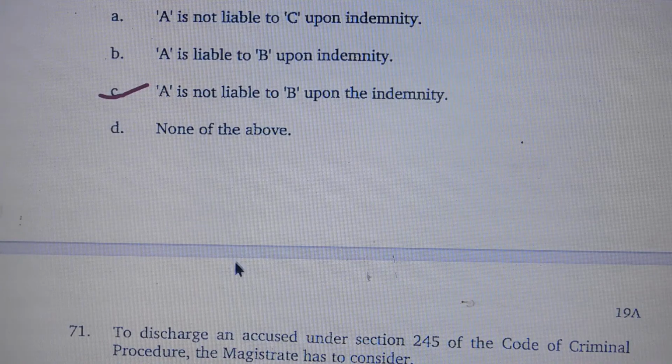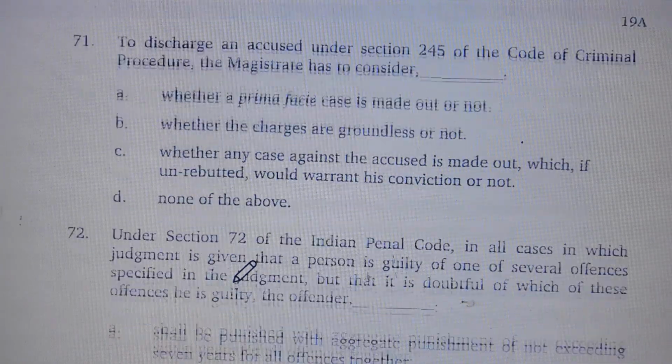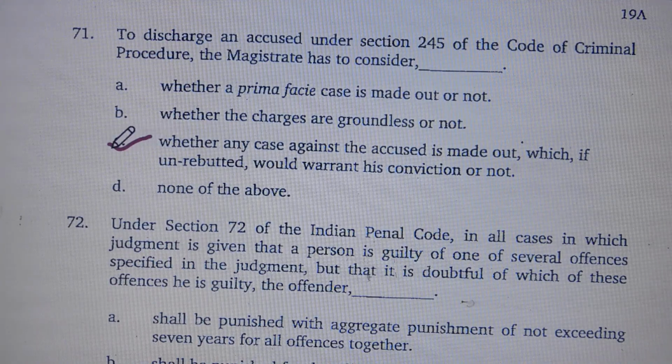Question number 71. To discharge an accused under section 245 of the Code of Criminal Procedure, the magistrate has to consider dash. Answer is option number C. Whether any case against the accused is made out which, if unrebutted, would warrant his conviction or not.